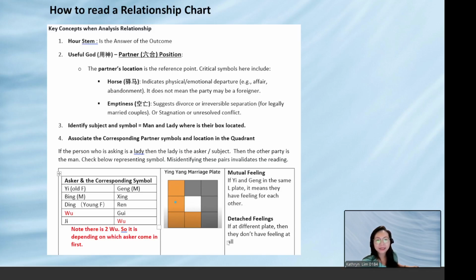If Yi and Geng are in the same L plate, it means that they have feelings for each other, mutual feelings together. If they are in opposite plates, let's say one in this part and another in here, then it would indicate that the feeling has detached, or there's no feeling.